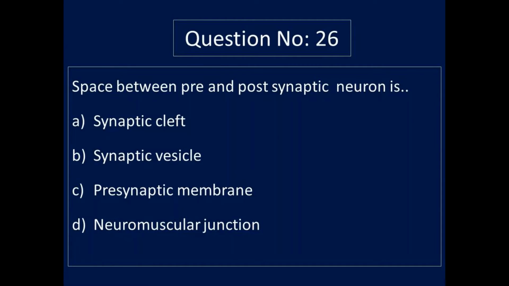Number 26. Space between pre and postsynaptic neuron is option A synaptic cleft, B synaptic vesicle, C presynaptic membrane, and D neuromuscular junction. Right answer is option A synaptic cleft.